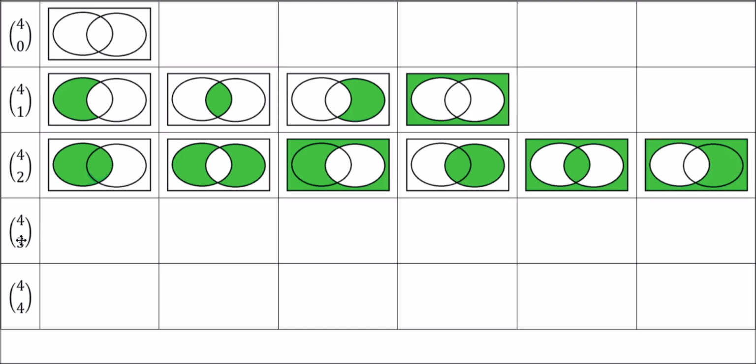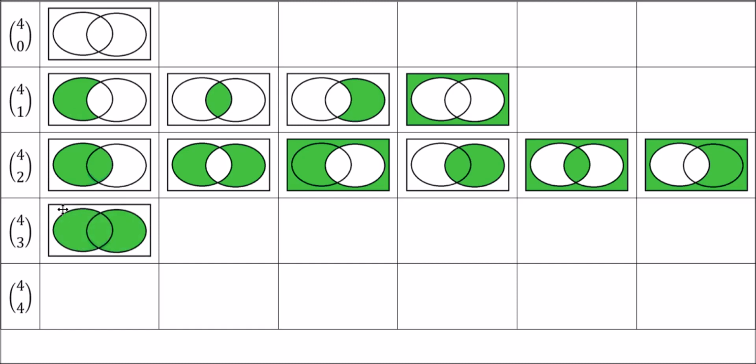4 choose 3 is the same as 4 choose 1, going back to Pascal's triangle. So 4 choose 1, same as 4 choose 3, so there's going to be 4 ways of doing this. Think of it this way. If we've got 4 regions and we're colouring in 3, we're just having one region which isn't coloured in. So you can essentially just switch the colours. Instead of having one region which is coloured in, imagine different combinations of having a region which is not coloured in.